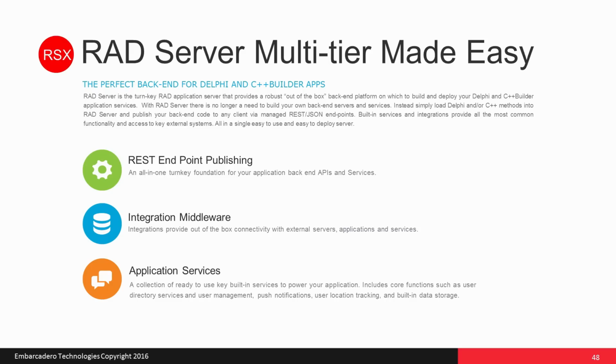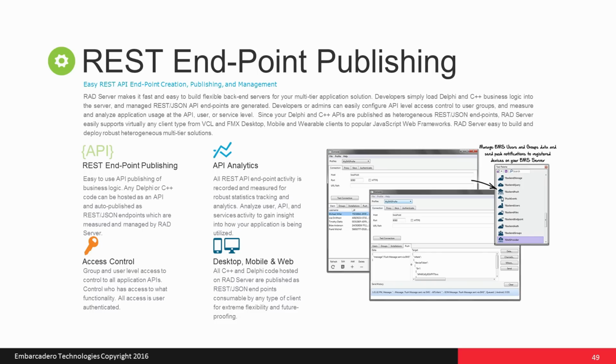RAD Server also comes with ready-to-use application services, built-in capabilities like user management, directory services integration, user allocation tracking, push notifications, and built-in storage. So all of these features make up a RAD Server instance, and the technology is the same that we ship as part of EMS. So again, we have REST endpoint publishing, we have access control to those features, we have extensive API analytics, and the ability to easily build mobile and desktop applications, but even web applications that provide the front end to the service.